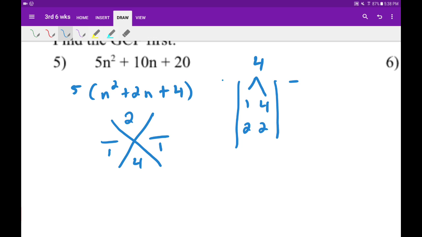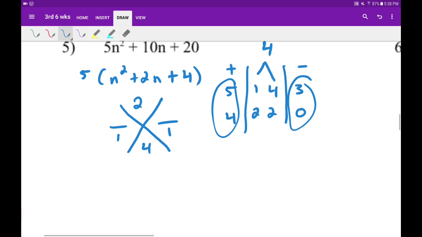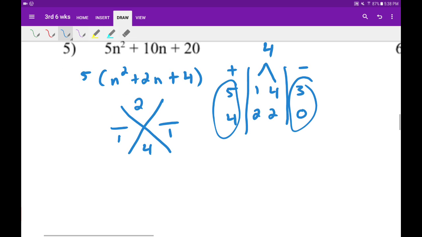So using our little method here, adding them up, we get a 5 and a 4. Subtracting, we'll get a 3 and a 0. So notice none of the numbers on the sides, here and here, give us a 2. There are no factors we can put together that give us a 2 for that b term. So for this example, since we can't come up with any multiples of 4 that add to 2, this is not factorable.